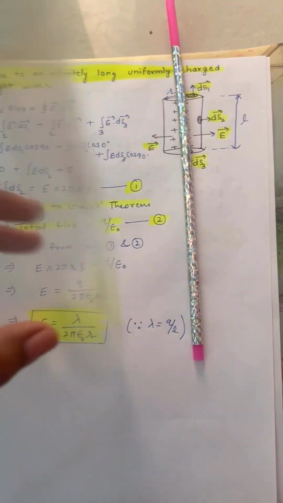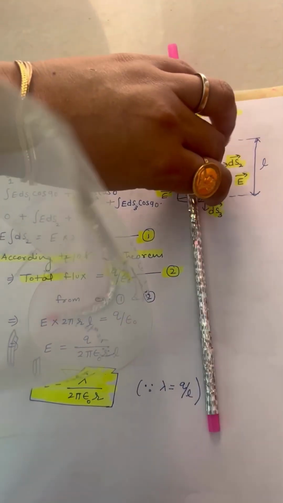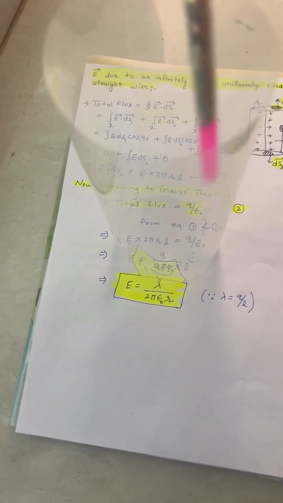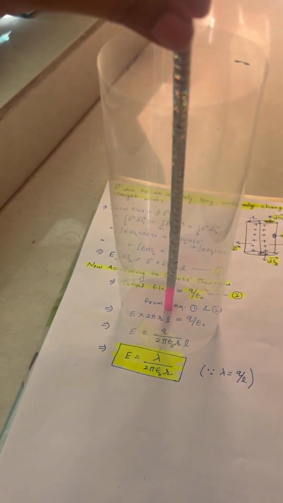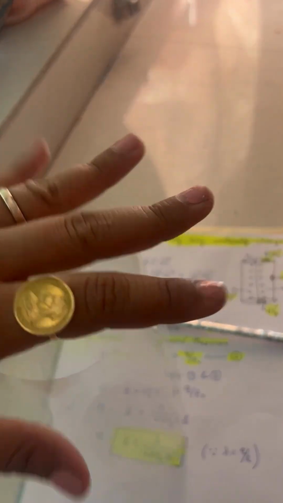Now this is a prototype model where this is a wire and this transparent cylinder is the Gaussian surface. So this wire is at the center, and if an electric field is there, the flux will be passing only through the curved surface area. There will be no flux through the circular areas of the cylinder. It can be understood through this prototype model that flux is only through the curved surface area, not through the circular areas.